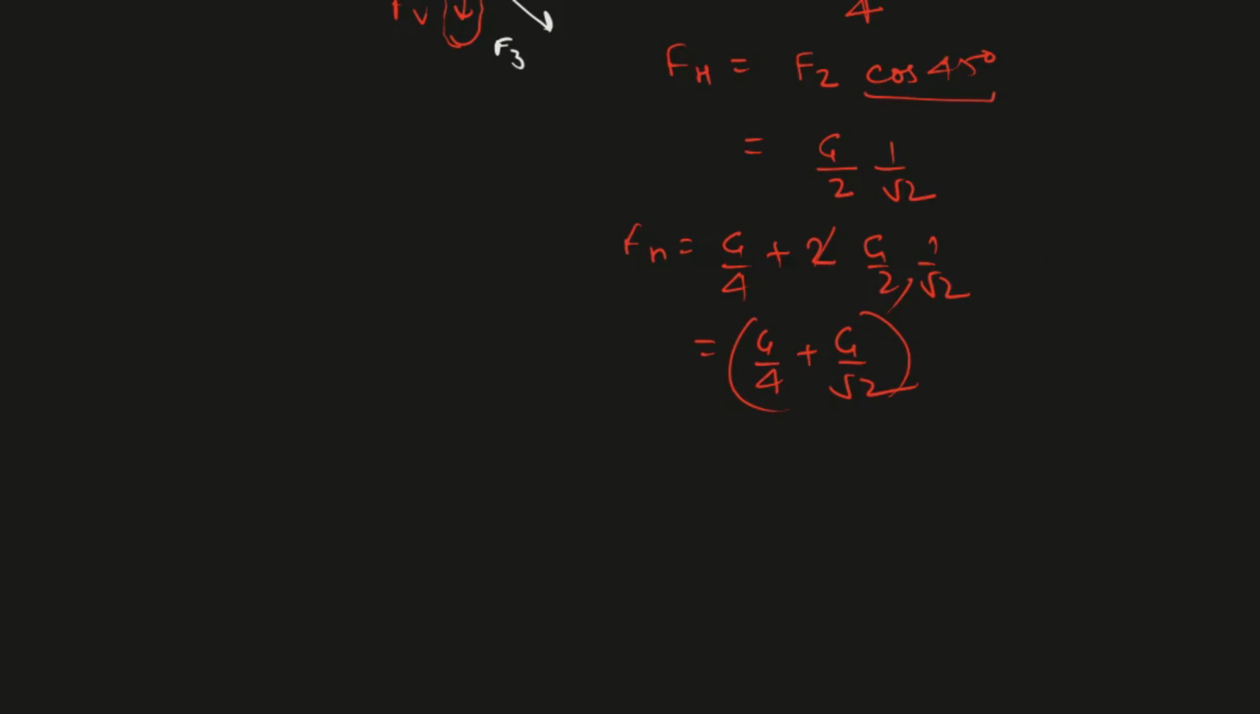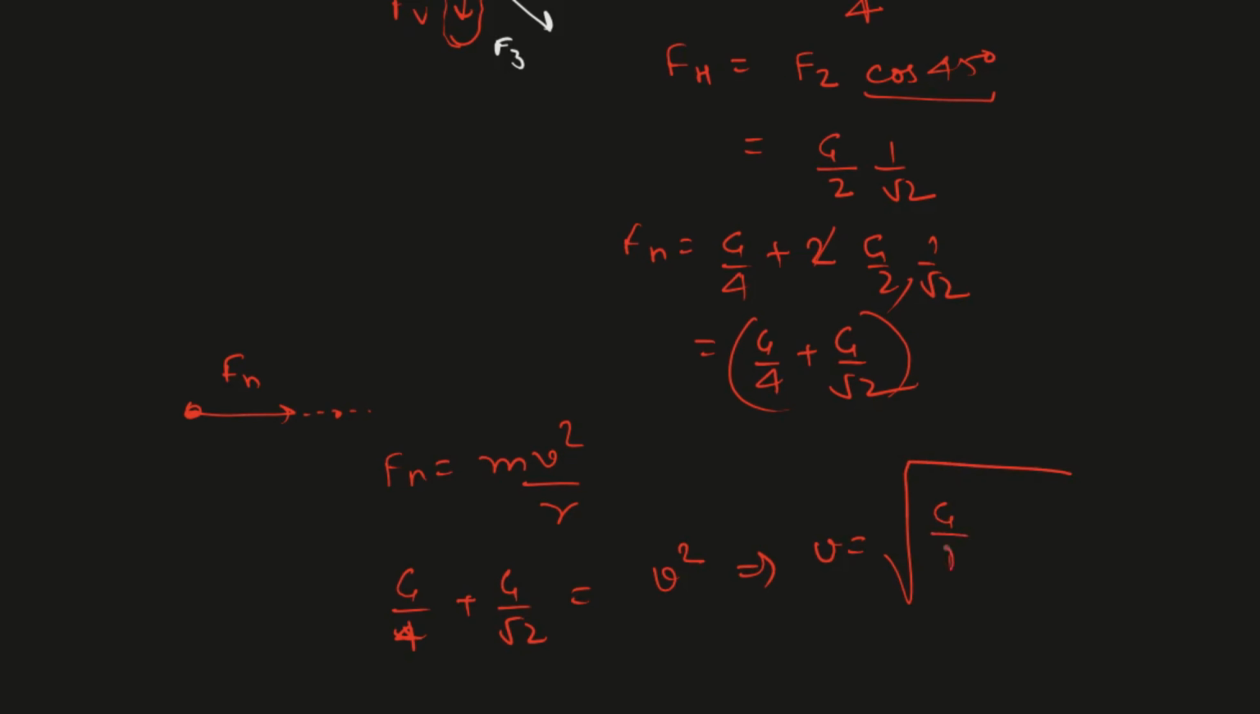The problem is not yet over. This is the net force, and this net force is responsible for providing the centripetal acceleration to this mass towards the center of the circle. So the final step is to write Newton's law. Net force is mv squared by r. So G by 4 plus G by root 2, mass is 1, radius is 1, simply this is v squared, or v is equal to the root of G by 4 plus G by root 2.